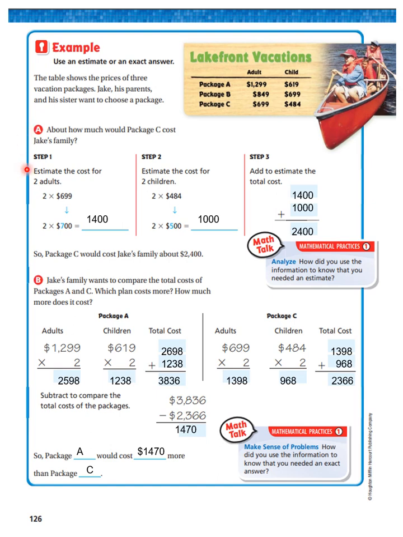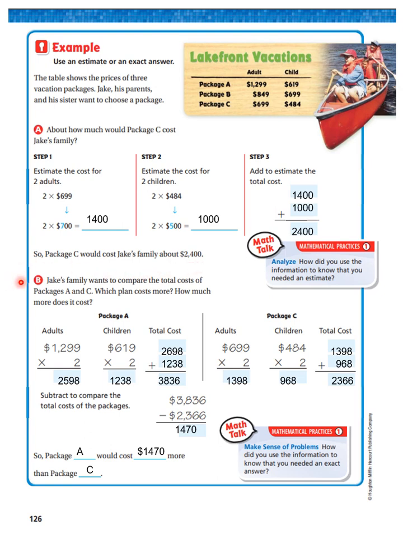Well, estimate the cost for 2 adults. 2 times 699. 699 is close to 700, so it would be about $1,400. Estimate the cost of 2 children. Well, 2 children are $484. 484 is close to 500, so it'd be $1,000. Now add the estimates. 1,400 plus 1,000 is 2,400. So package C would cost Jake's family about $2,400.